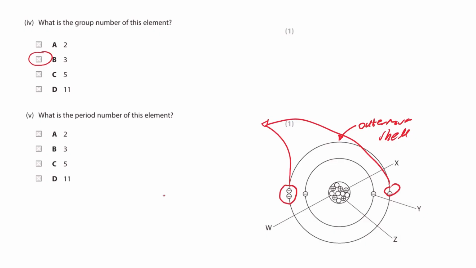What is the period number of this element? Question number 5, they are asking what is the period number of this element? Period number equals number of energy levels. So here we have the first energy level and the second energy level. If you have 2 energy levels, your period number is 2. If you have 3 energy levels, your period number is 3. So since this one has only 2 energy levels, its period number is 2. That means the answer for this question is A.